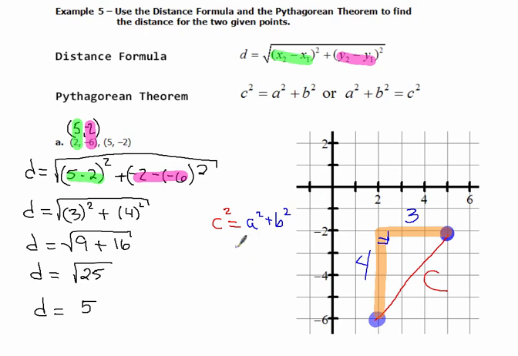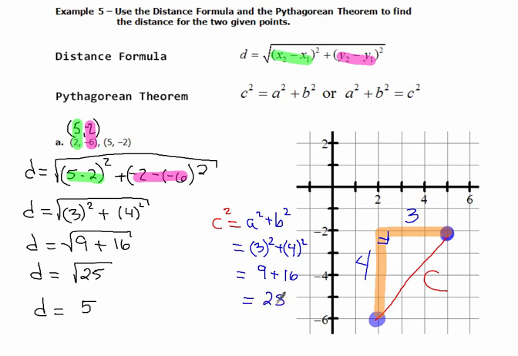Now C squared, I don't know what that is yet, but the 3 and the 4 can go in for either A or B, it's your choice. I'm going to go ahead and put 3 in for the A and 4 for the B. Now 3 squared is 9 plus 4 squared is 16.